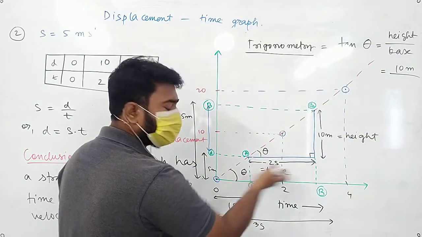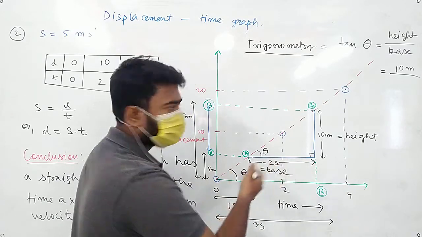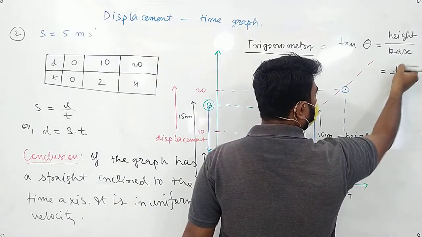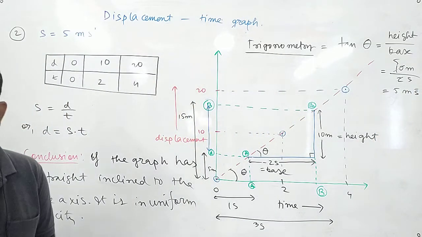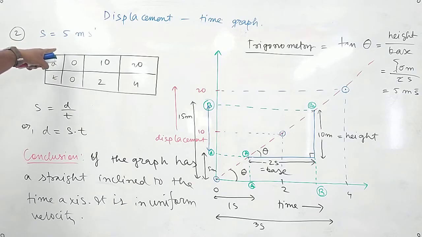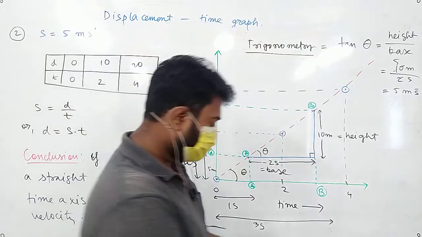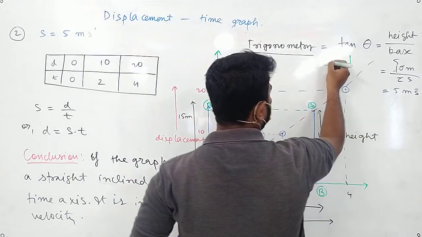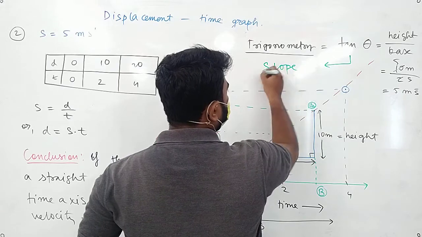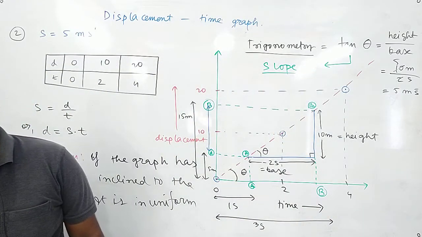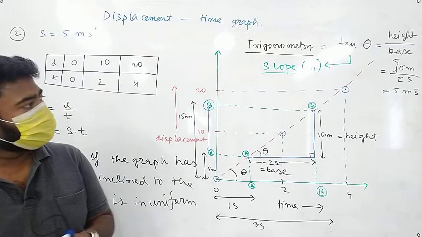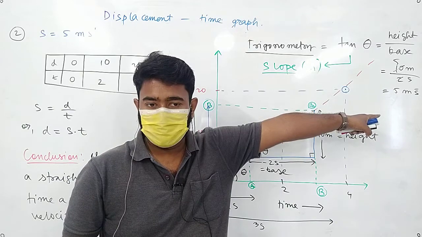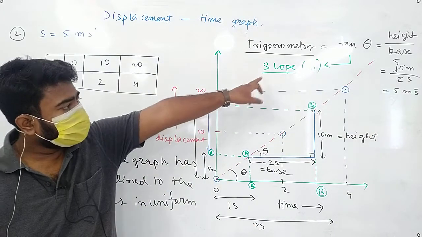Is the base in second? So it is 2 second. If I cut this one, what do we get? 5 meter per second. What was the speed that we have taken? 5 meter per second. So this tan theta is known as slope. What is the tan theta known as? Slope. Slope in short is written as small m. What do we get from tan theta? The speed.